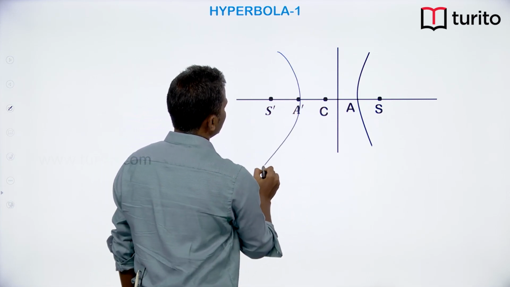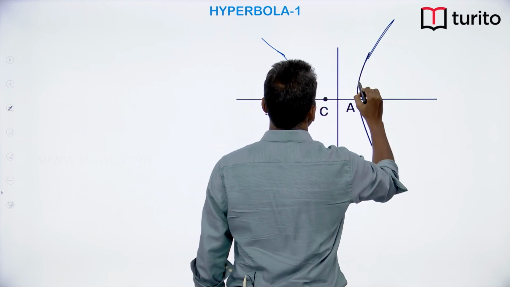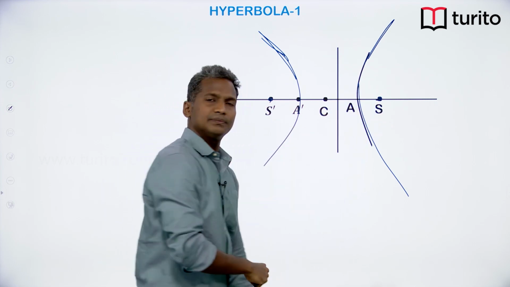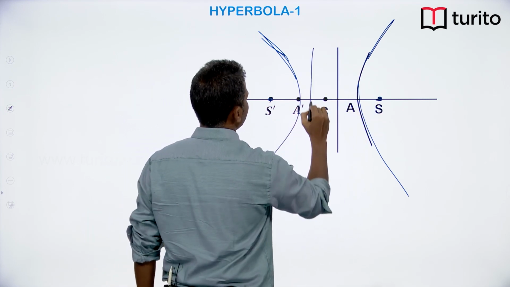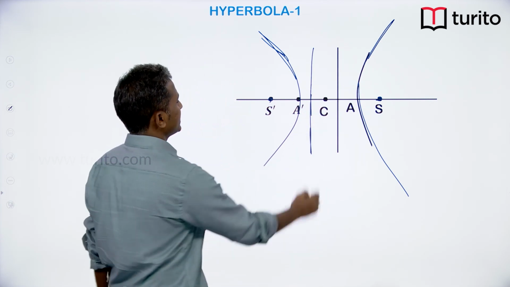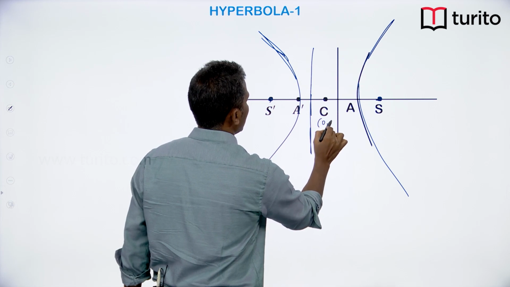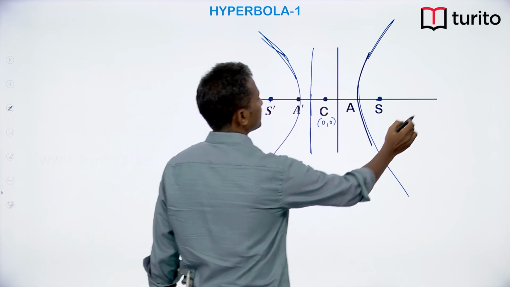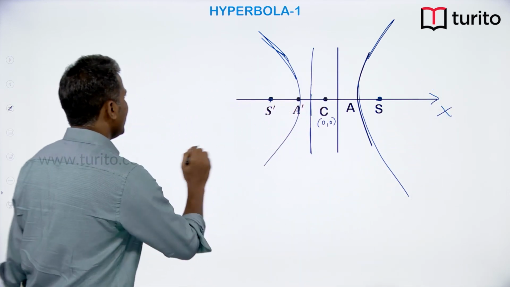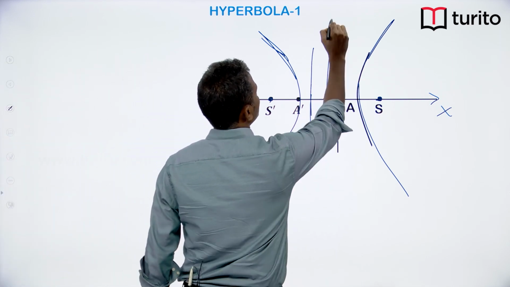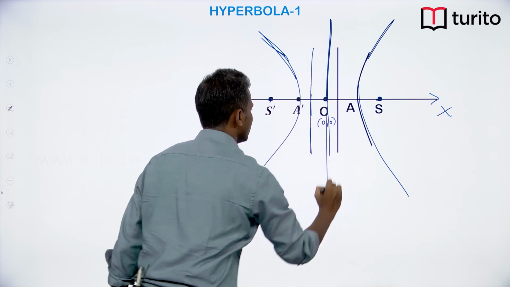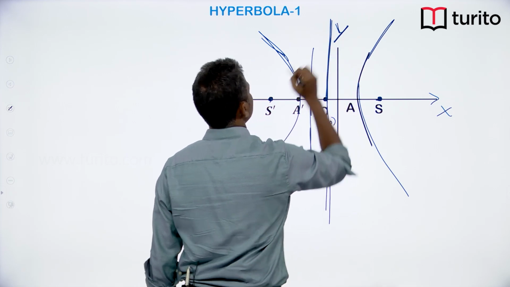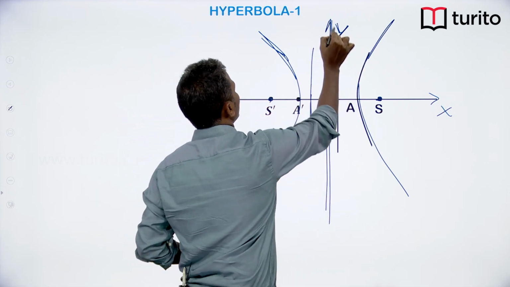So, we have one branch here and another branch here. Now, this is S dash, this is S. There will be one more directrix here, and this is the center. So, we place the center at the origin and we take the transverse axis as the x axis. And we take the conjugate axis, which is supposed to be passing through the center and perpendicular to the transverse axis. This is the conjugate axis. We take this as the y axis, x axis here and y axis here.